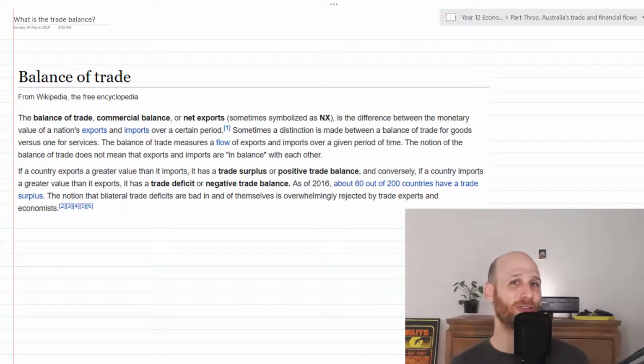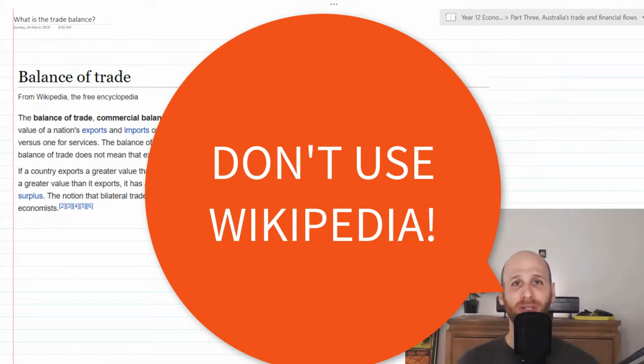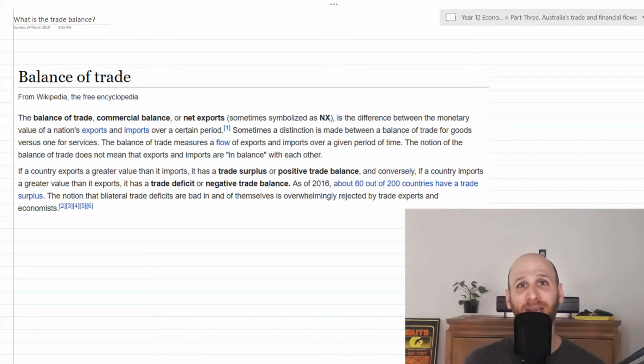Now, I know as teachers we're always like, don't use Wikipedia and find another source than Wikipedia. But I was looking at Wikipedia and there was quite a useful definition of the balance of trade or the trade balance. It's the same thing. I have done the extraordinarily difficult task of taking something from Wikipedia and putting it on this OneNote document.